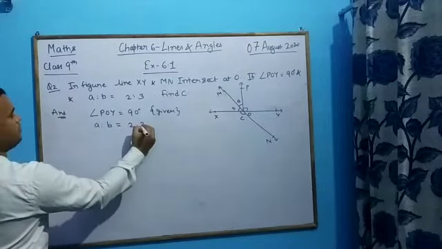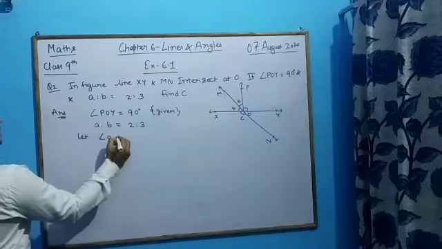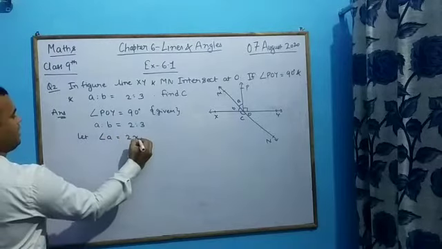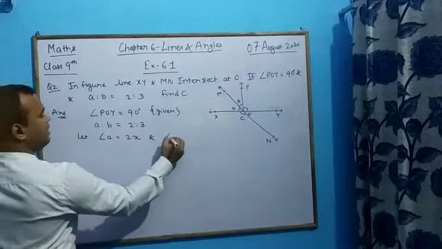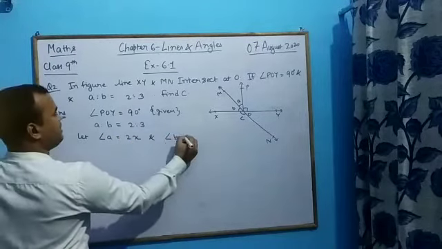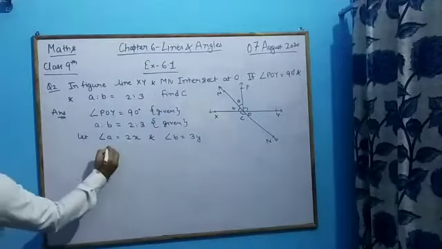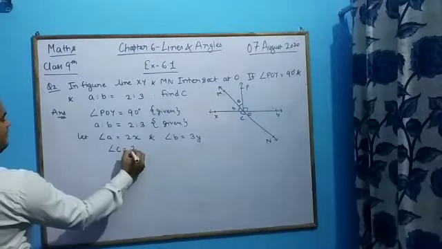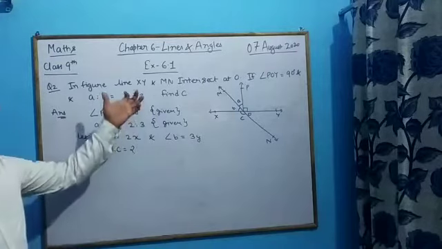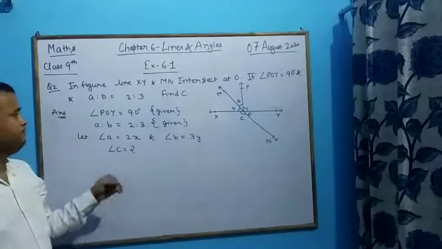So we can let angle A be equal to 2x and angle B be equal to 3x, because their proportion is 2:3. It is also given. And what we need to find? We need to find angle C. This is the total question.